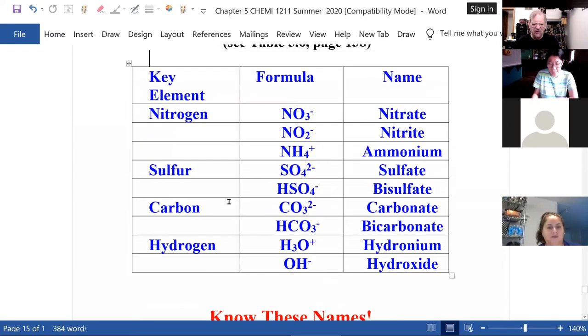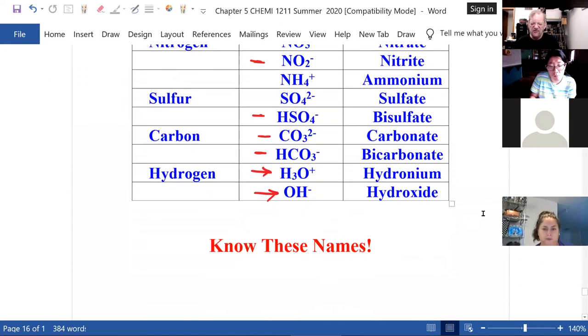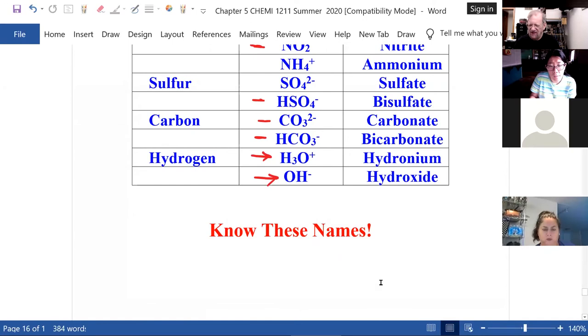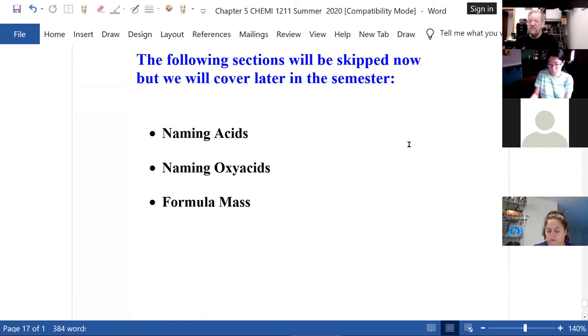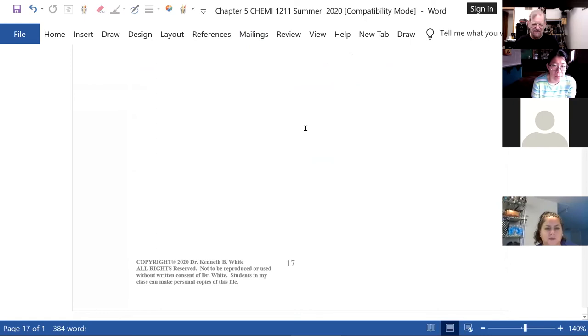And we talked about the key ones on here, which you don't have to memorize, but they're in your daily life: nitrate, nitrite, also bisulfate, bicarbonate, even carbonate, which we'll learn more about later on and is very important, hydronium, hydroxide. Know these names, but not for test number two. We'll get through them throughout the semester. If you're reading the book, the parts on naming acids, oxalic acids, and formula mass, I'm going to cover later on. That was quick.